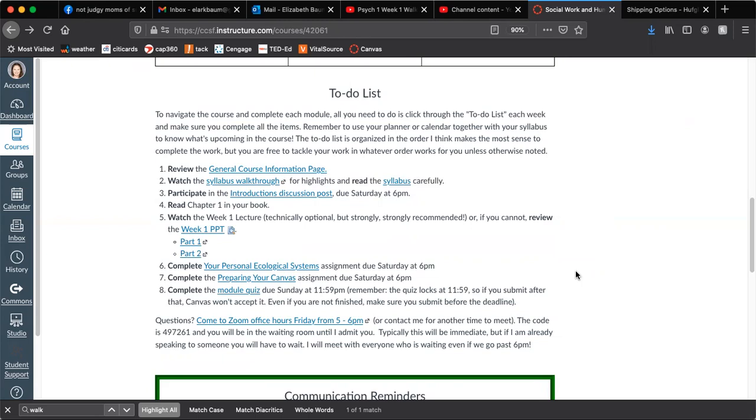Okay, so there is a syllabus walkthrough. That's item number 2. You are responsible for reading the syllabus in its entirety. The walkthrough does not read it to you, but it does highlight some salient points. The introductions discussion post, these are your classmates. So introduce yourself, make sure that you get to know each other, and you're going to be working together. So make sure that you do that. Reading chapter 1 in your book is not critical for doing the assignment for this week.